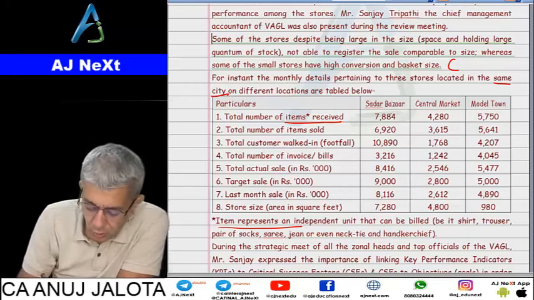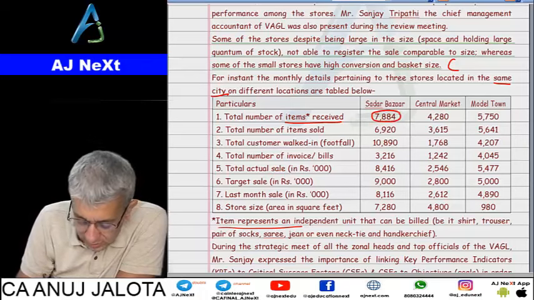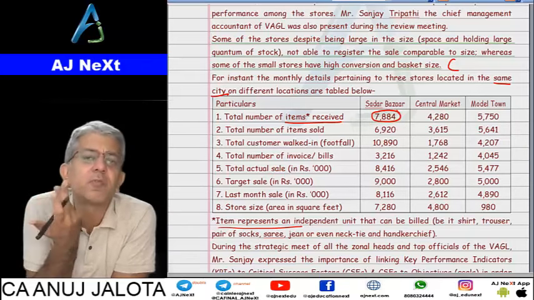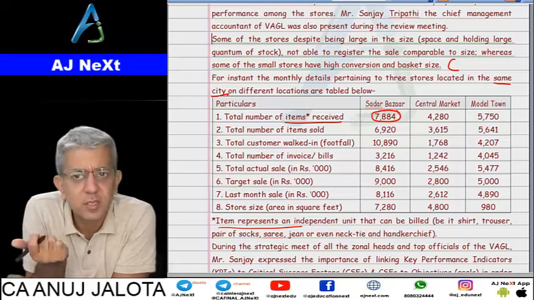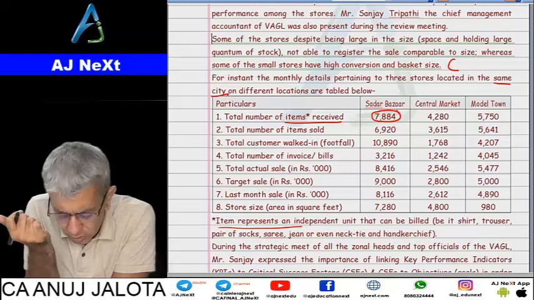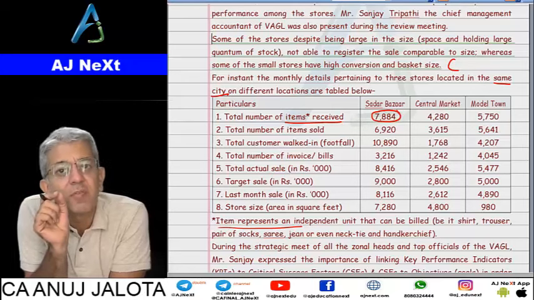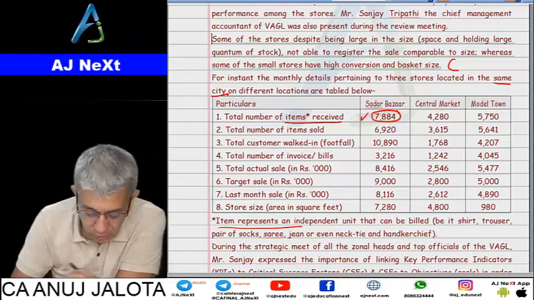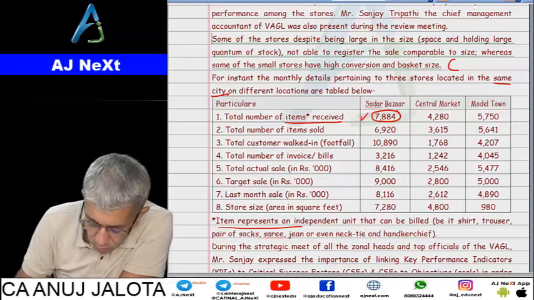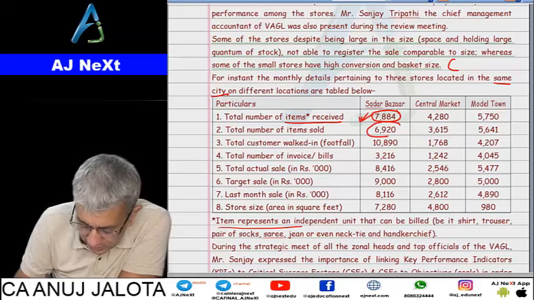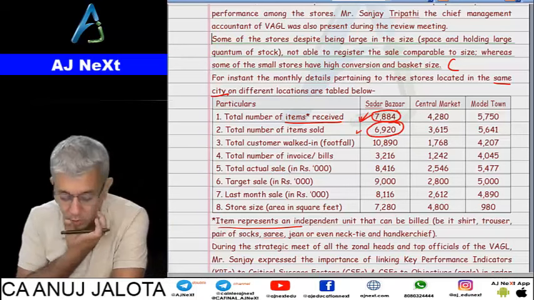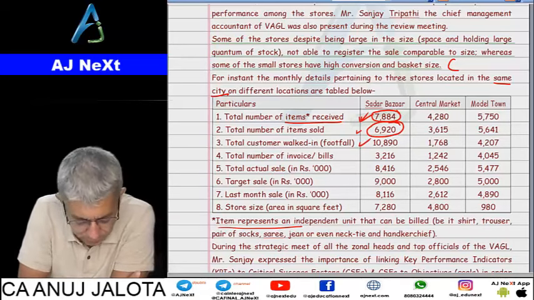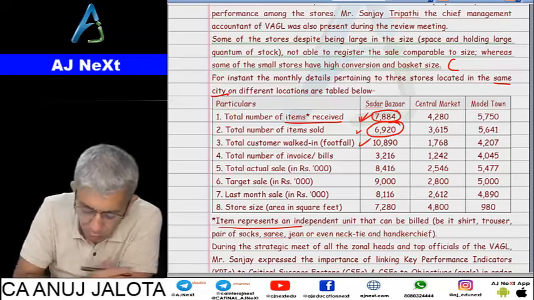Okay. So, Sadar Bazaar received 7884 items. Sir, from where did it receive? From VAGL. So, VAGL only supplies, not to the stores. Each and every item that it received is treated as a single unit. It got this much. Total number of units sold, out of this much that it received, it sold this much. Okay. Total number of customers walked in. Okay. Total number of invoices or bills.